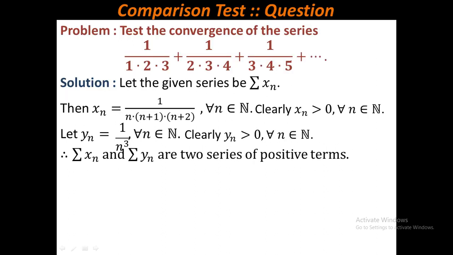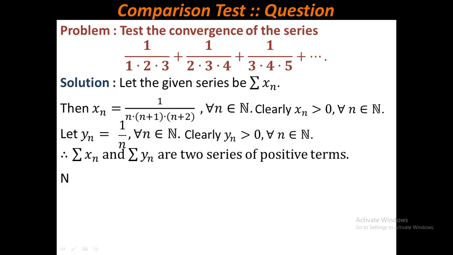Let's go back to the previous problem. I hope it is in your memory. Actually, I proved that it is a convergent series by using yn as 1 by n cube. This was the p series with p equal to 3, that is greater than 1. However, if you take 1 by n instead of 1 by n cube, what happens?